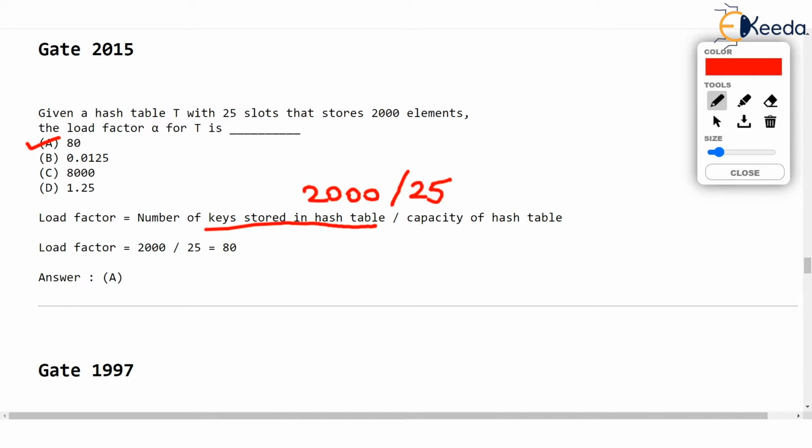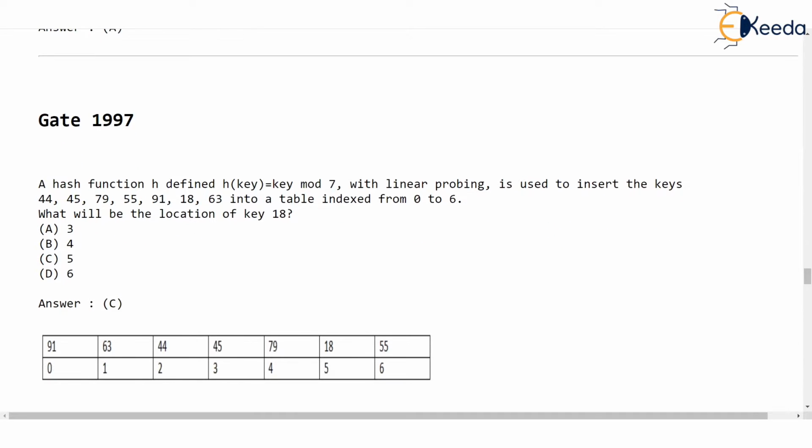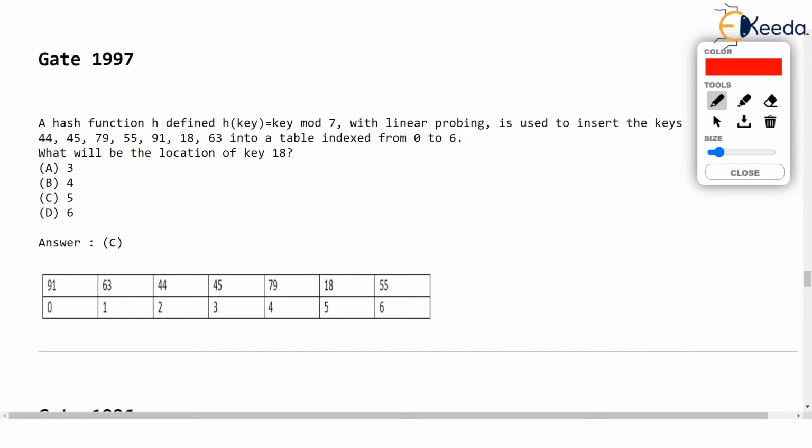Very easy question. Let's see one more question, from GATE 1997. Now here they have asked us to use the hash function key mod 7. That means you decide the address by dividing each key by 7 and taking the remainder. And in case of collision, we use linear probing to handle the collision. And we are inserting the keys like 44, 45, 79 and so on.